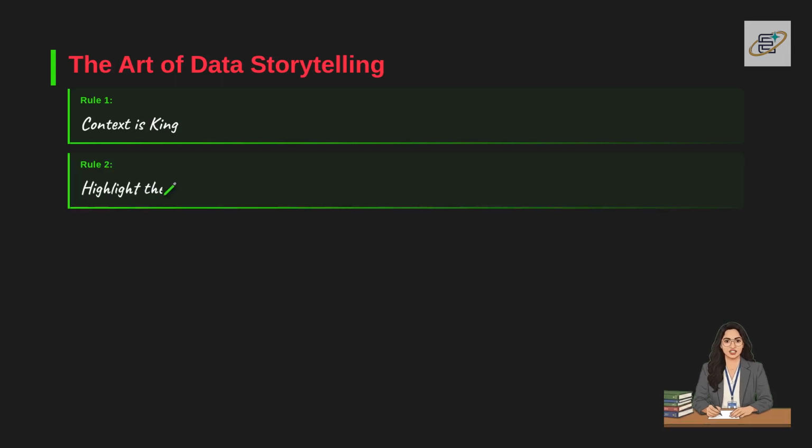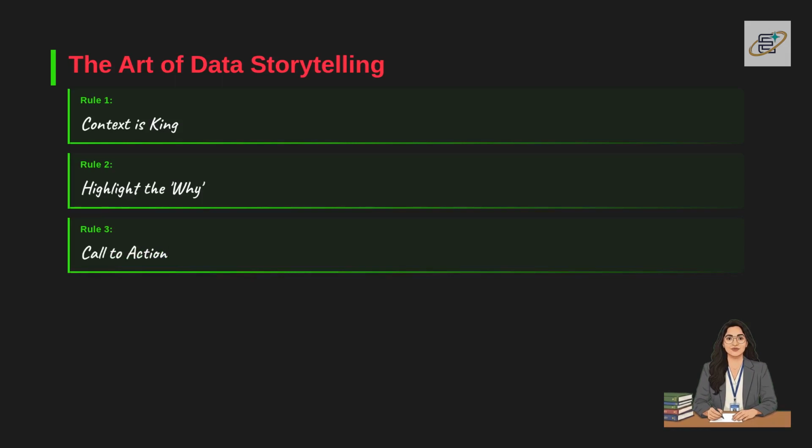Second, you must highlight the why. A good chart shows what happened, but a great data story explains why it happened. Did sales spike because of a new marketing campaign, or because a competitor closed? Connect the data points to real-world events. Finally, every data story should end with a call to action. What do you want your audience to do with this information? Whether it is increasing a budget or changing a strategy, make the next steps incredibly clear.